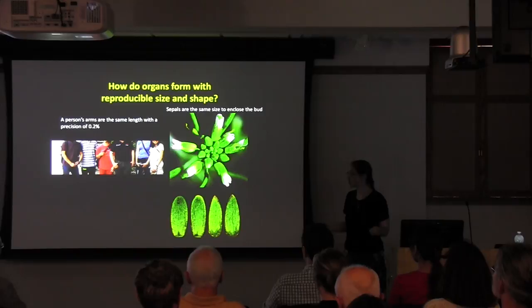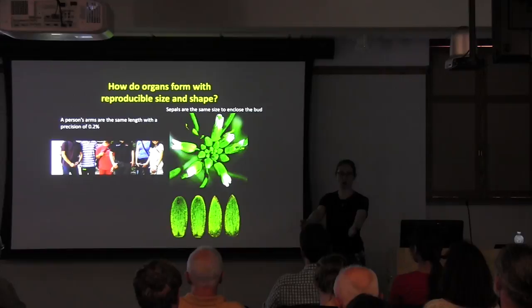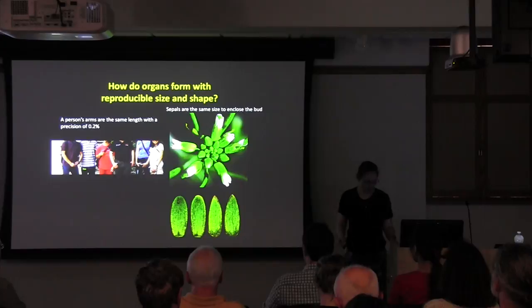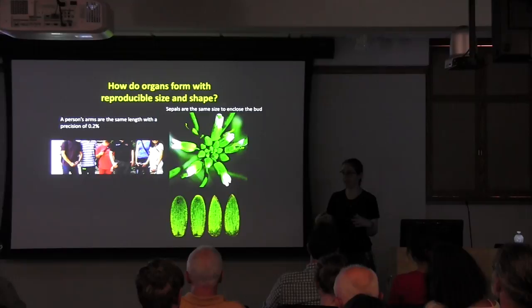As humans, you can think about your two arms. Your two arms are the same length with a precision of 0.02. And if you think about when you're developing, when you're a small child, your arms are also the same length. Then as you become an adult, they grow. And throughout that period, they maintain the same length.